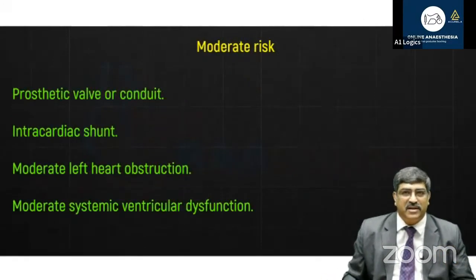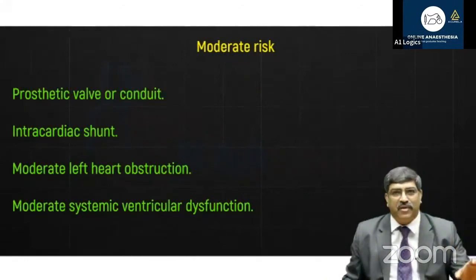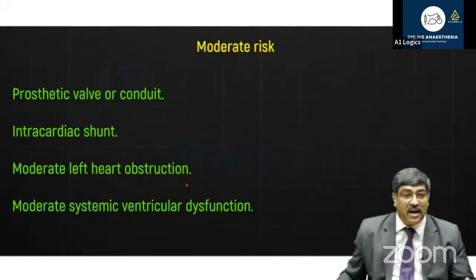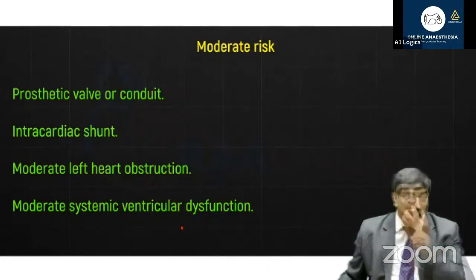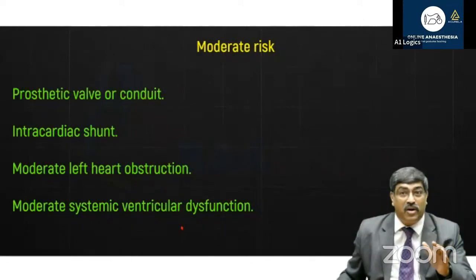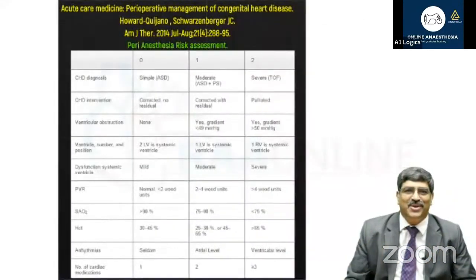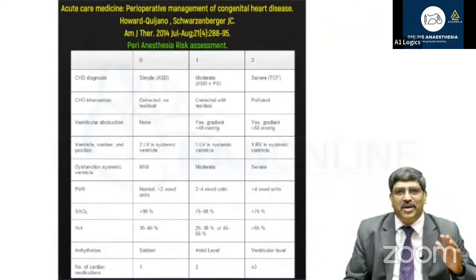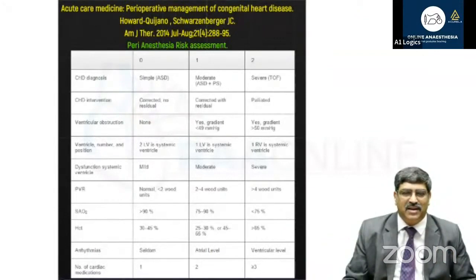Coming to moderate risk, where you place a prosthetic valve or conduit, an intracardiac shunt, moderate left heart obstruction and moderate systemic ventricular dysfunction. There is highest, high and moderate risk. There is no low risk category. How are you going to assess the perioperative risk in a patient with congenital heart disease coming for non-cardiac surgery?